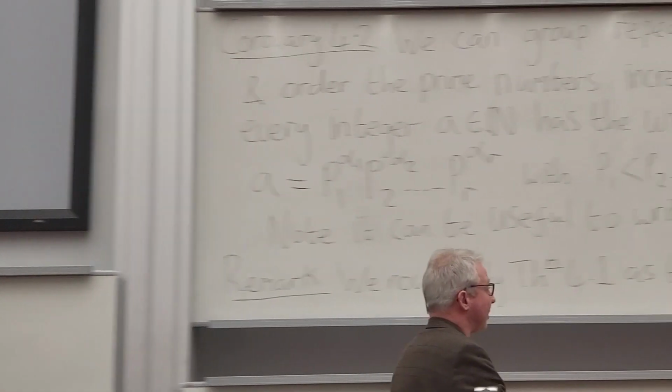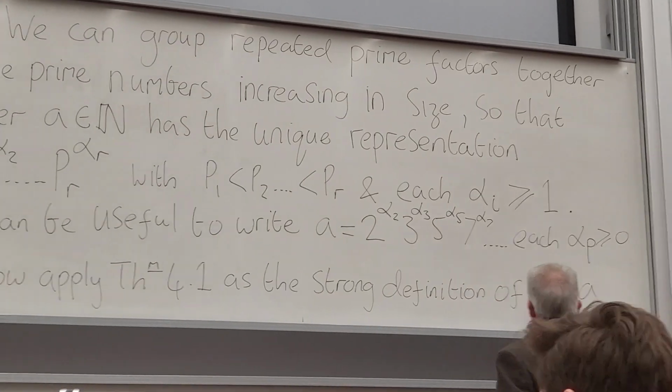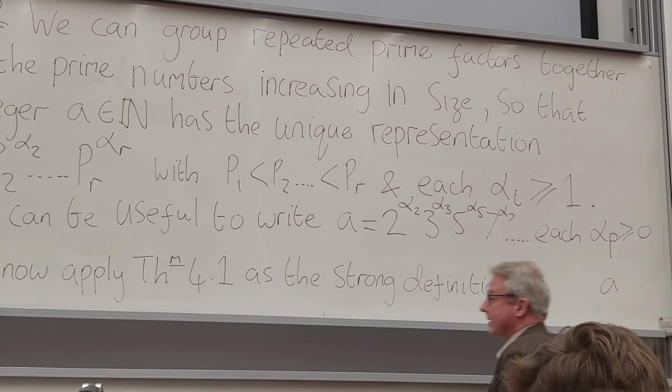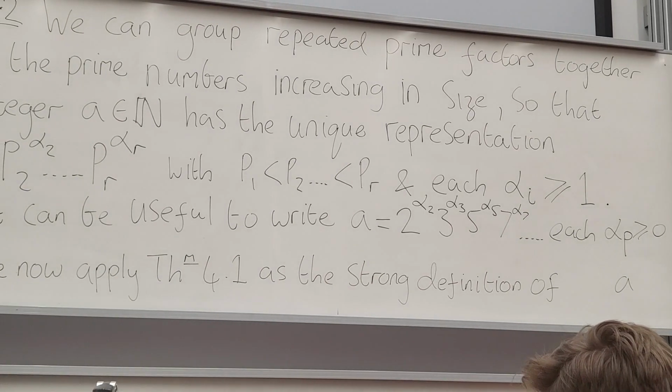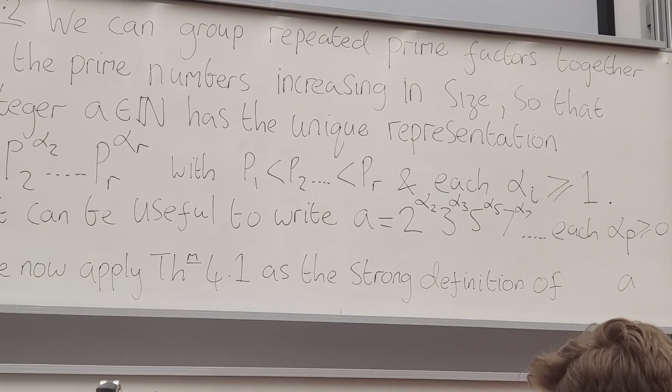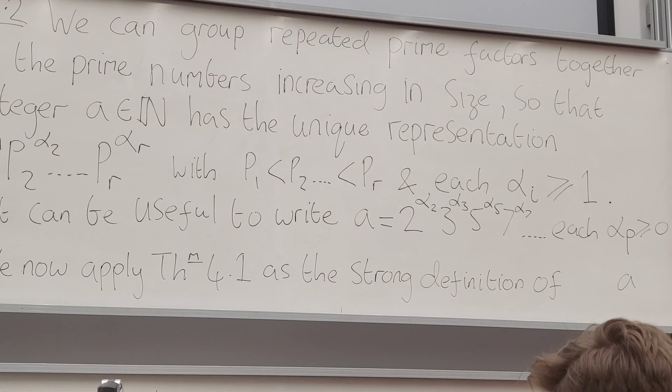Okay, so whilst wiping the board and digressing, we're now going to apply theorem 4.1 as a strong definition, with two of the definitions, of a prime number. So, definition.